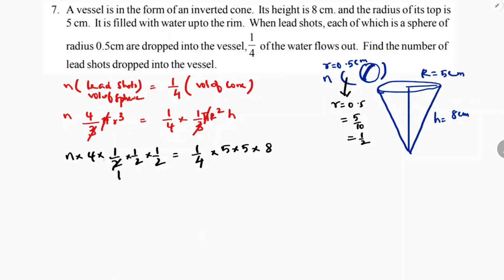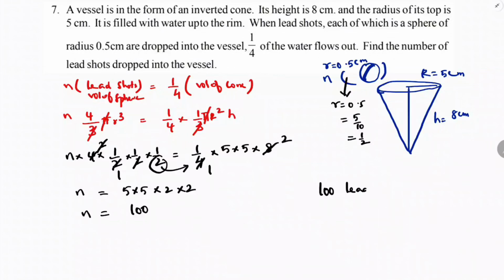So here see 2 times 1, 2 times 2, 2 and 2 cancel. So 4 times 1, 4 times 2. So N equals 5 into 5 into 2. This 2 if I take towards right side, into 2. 5 into 5, 25, 25 times 2, it's 50, 50 times 2, 100. So 100 lead shots. So 100 lead shots have been used, dropped into the cone so that 1/4 of the water flows out.